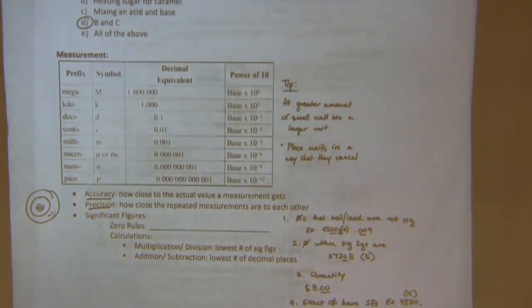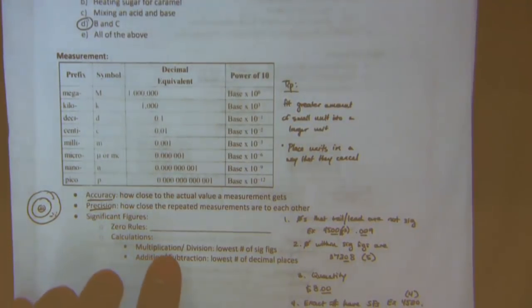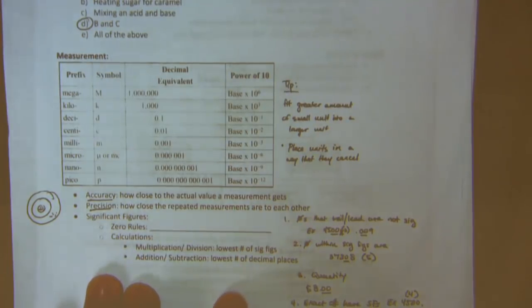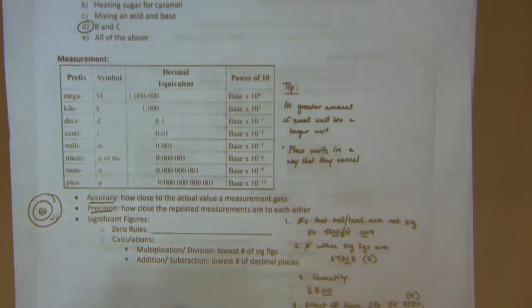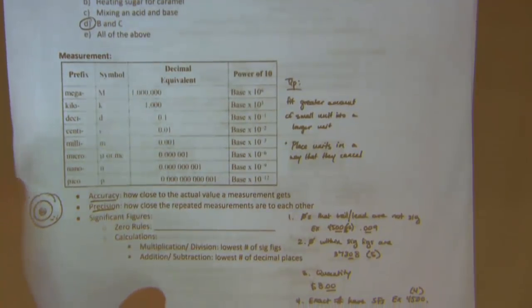So calculations, when we're multiplying and dividing, we want to keep in mind that the significant digits should match the lowest number of significant figures that we have, and that when we're adding and subtracting, we want to have the lowest number of decimal places. Do you have any questions on that? I know this has been a while since the semester, but I guess we can move on.